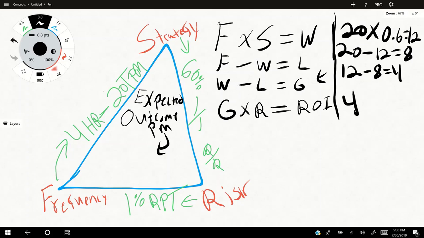We take our gain, which is 4, and we now multiply that times R, which is our risk, which would be 1%. That means a 4% ROI, because gain times risk gives us our overall ROI per month. Now, right here, 4% gain per month. A lot of traders would look at that and go, that's not enough. But some of the best traders in the world hit around these types of numbers.